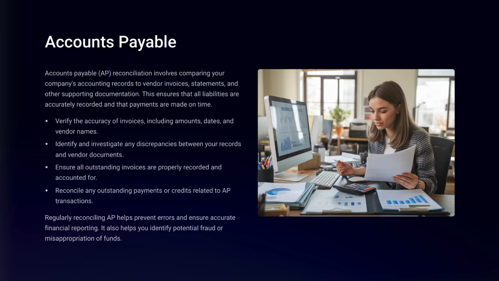AP reconciliation involves comparing your company's accounting records to vendor invoices, statements, and other supporting documentation. This ensures that all liabilities are accurately recorded and that payments are made on time. Verify the accuracy of invoices, including amounts, dates, and vendor names. Identify and investigate any discrepancies between your records and vendor documents.